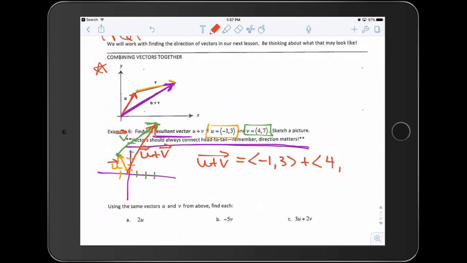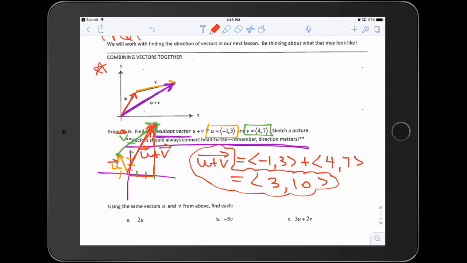Now you do need to be in component form to do this. A lot of people try to skip getting it into component form, but you need it in component form in order to do this process. So we end up with a vector of <3, 10>. And if you look at this red vector, 1, 2, 3 over and 10 up will give you that red resultant vector, which is awesome. So this right here is the answer.